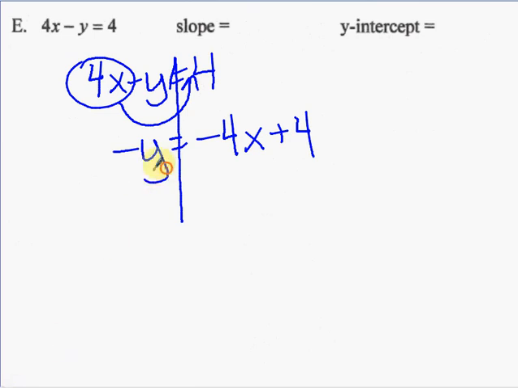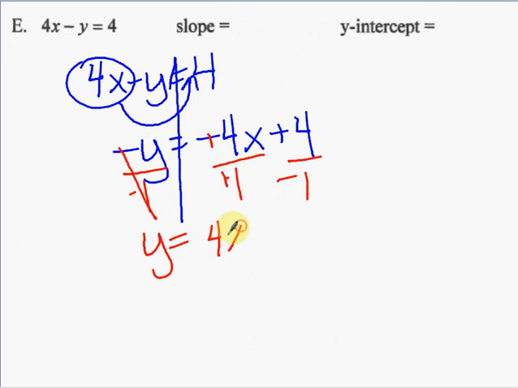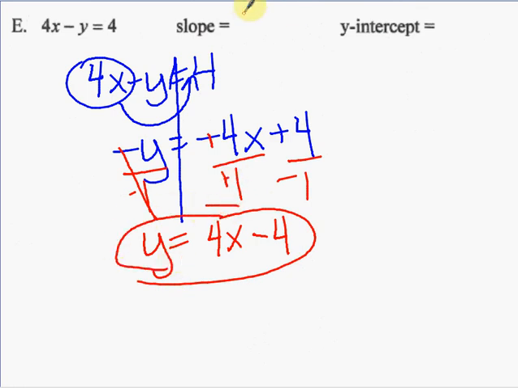There's a negative 1 in front of that y, so that's what I'm dividing by. Can't have a negative in front of the y. The negatives cancel each other out, so we're left with y equals negative over a negative is positive, so that's 4x. And a positive divided by a negative is a negative, so it's negative 4. So our slope is 4. Y-intercept is negative 4.